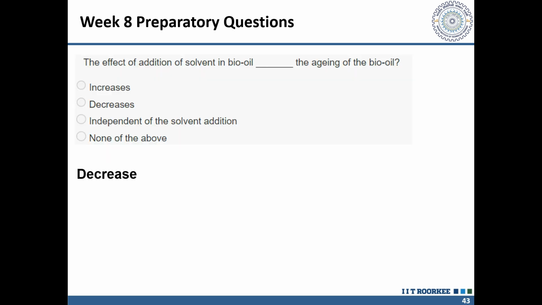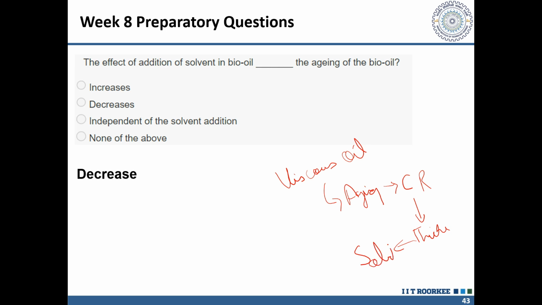Now let's move on to the next question. The effect of addition of solvent in bio oil is. So we know, what is bio oil? Bio oil is a very viscous type of oil. And what happens is, when it gets aged, if we store it for a longer time, then during aging some chemical reactions take place, and these reactions make it thicker and thicker, and at a time it becomes a very solid product, which is not oil now. So this is known as aging of bio oil.